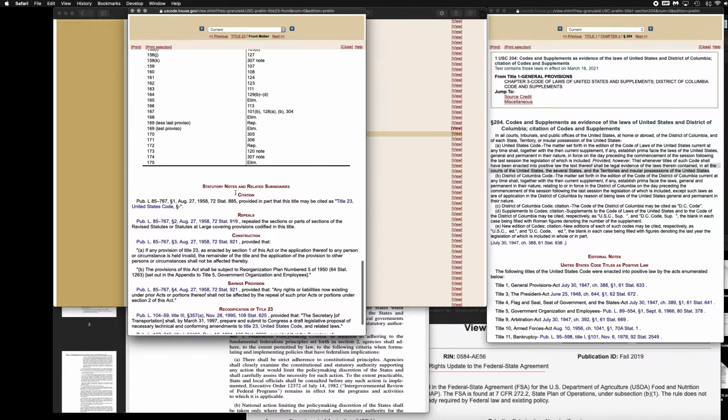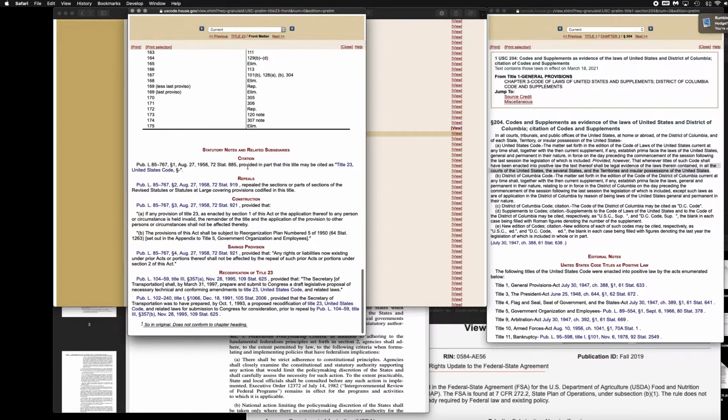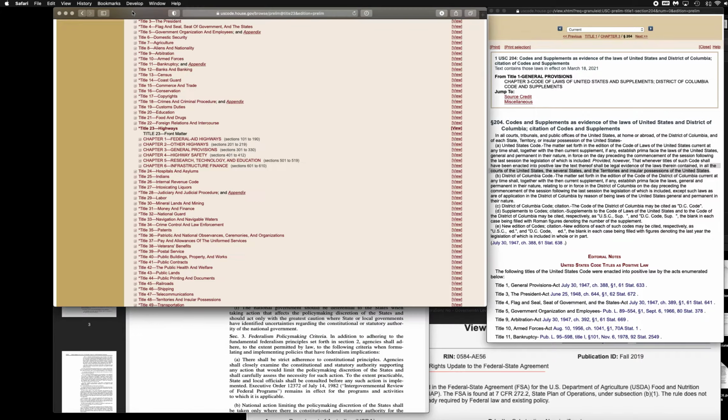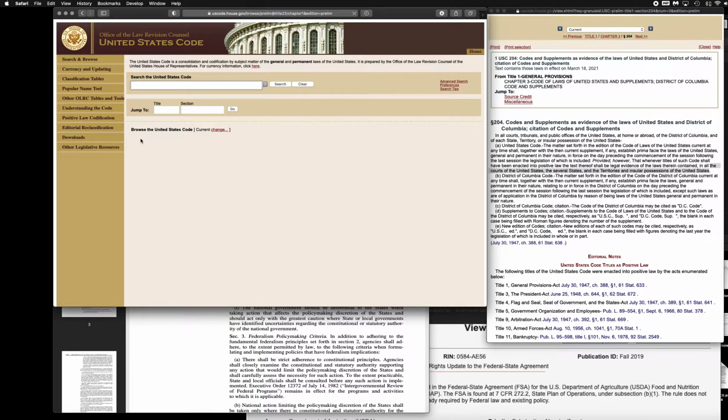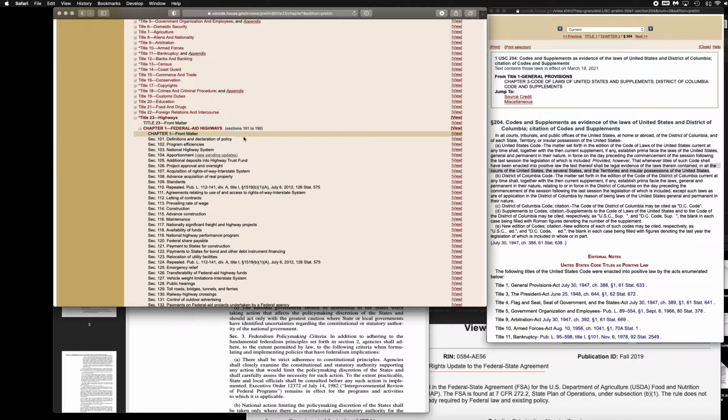But let's see. Citation. It should have a positive law enacting clause. I don't see one here, but it says here that it's been made positive. Well, what part has been made positive? Is it just chapter 6, 5, 4? Did they make it positive in chapter 2? Let's look. Here's chapter 1. Definitions, programs, front matter. Let's just look at front matter.